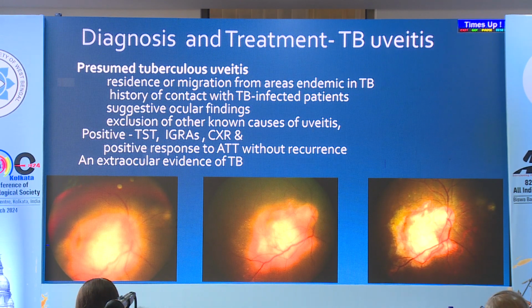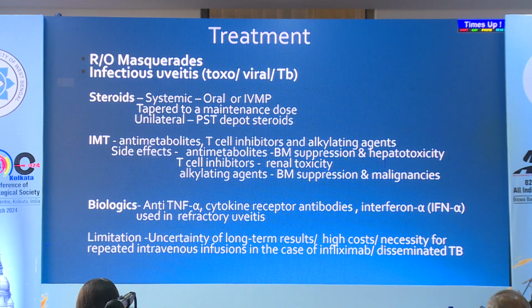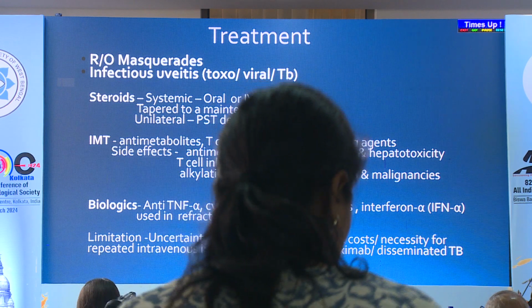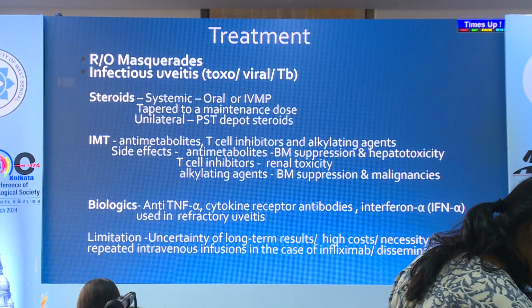And the diagnosis depends upon various things like migration from an endemic area, the history of contact, the suggestive ocular findings, along with a positive TST and a positive response to ATT. So we need to basically rule out masquerades and infectious uveitis before we treat these patients with steroids, immunosuppressives, and more recently in refractory cases, they will need biologics also.